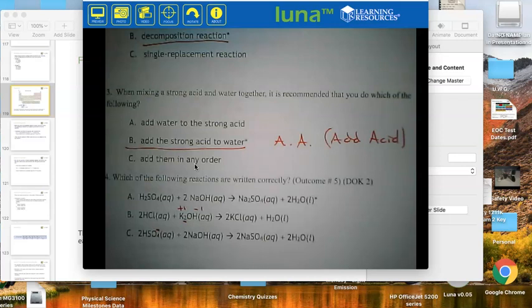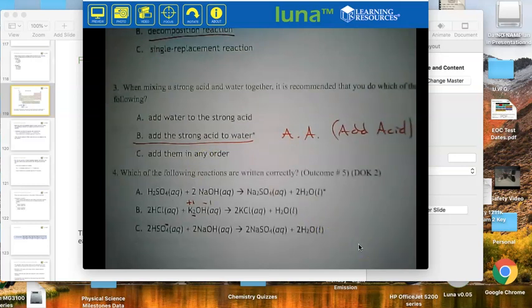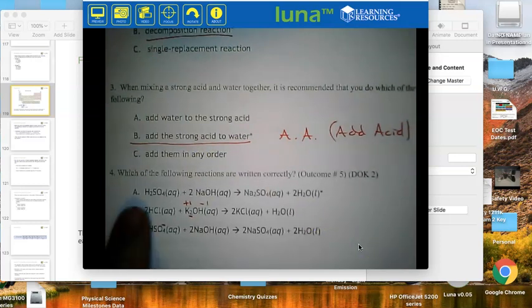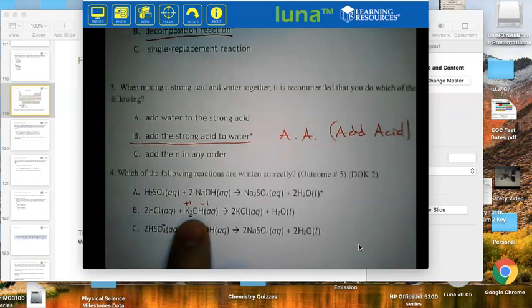Number 4, which of the following reactions are written correctly? And so if you look at your different answer choices here, of course your answer is A, but B is not correct because if you look here, the charges aren't balanced. Potassium has a +1 charge per atom, and there are 2 of them, so that should be +2 overall. Hydroxide is -1. So overall, the charge here on this molecule should be +1, and we know that with compounds, generally their oxidation number should add up to 0. So that's why this chemical equation is not correct.